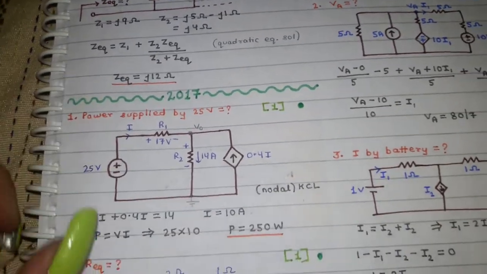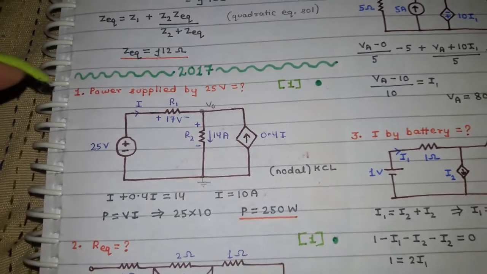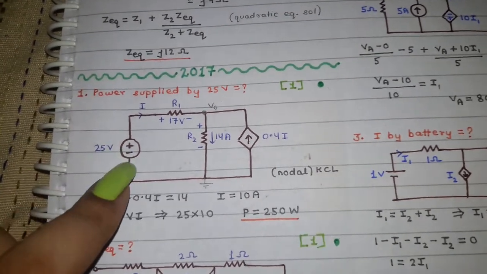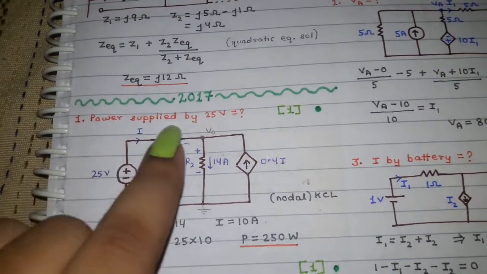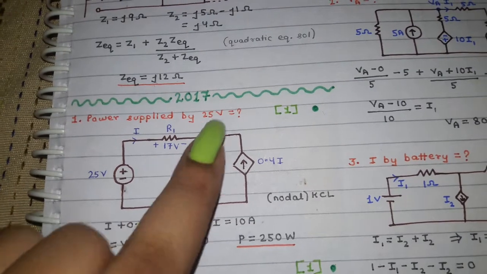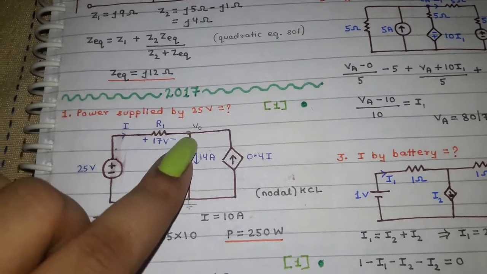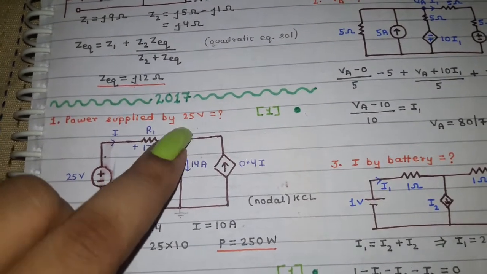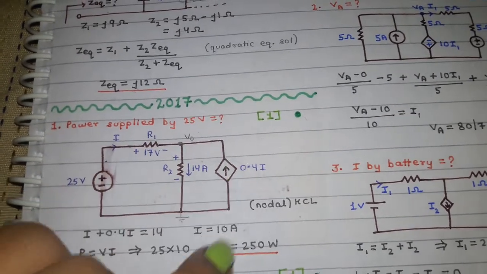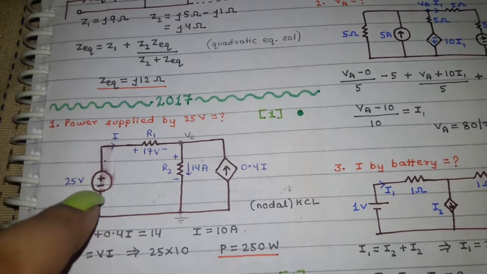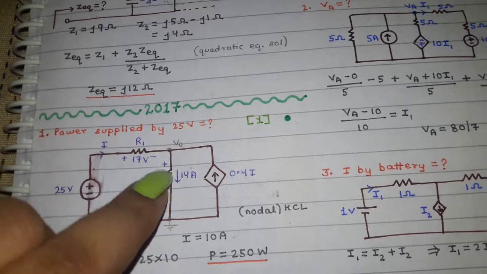Now we are moving on to the next question from the year 2017. Here 2 questions are asked, and the first question is carrying 1 mark. We have to find out the power supplied by the 25 volt supply. Okay, the power delivered. What we are doing over here is taking a node, and at this particular node we are applying the fundamental that the sum of all incoming currents equals the sum of all outgoing currents. So you see this particular current is actually incoming, this is also incoming, but this one is outgoing.